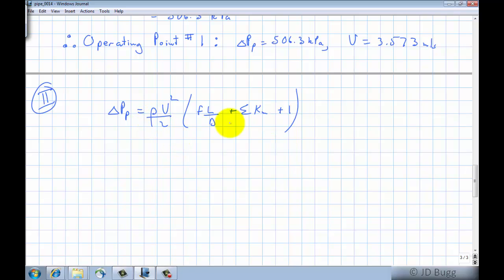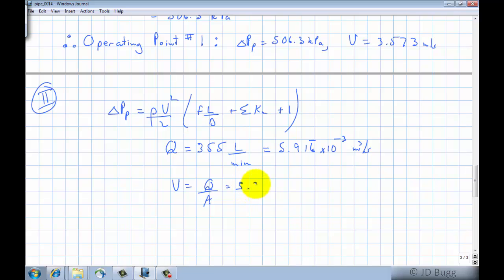But now there's no iterative solution required because we know the volume flow rate. We were told that it was 355 liters per minute. So we convert this to SI units. That is 5.916 times 10 to the minus 3 meters cubed per second. The velocity is Q over A.